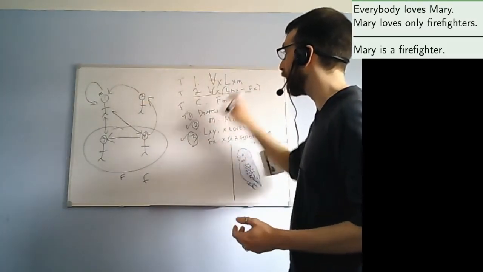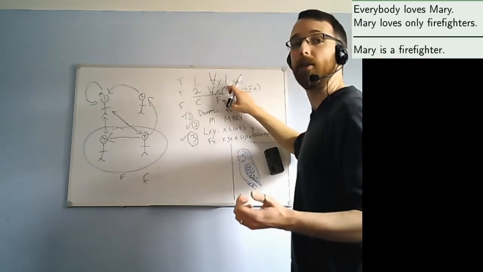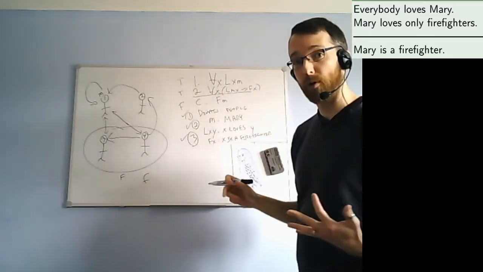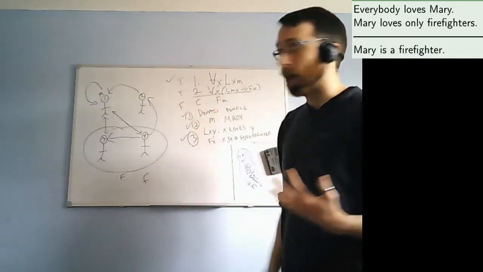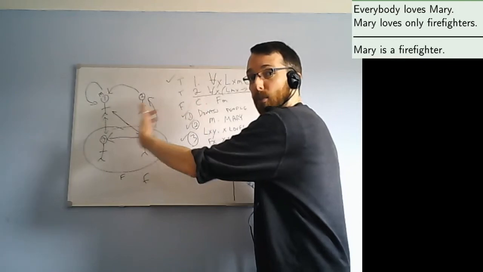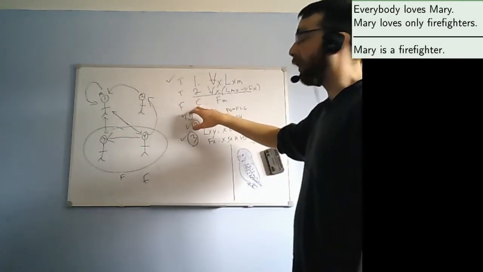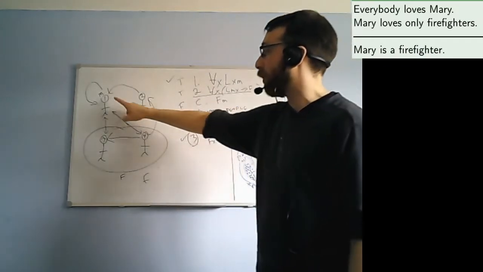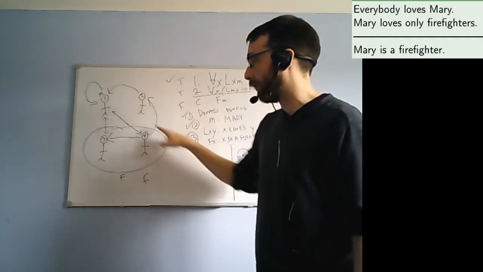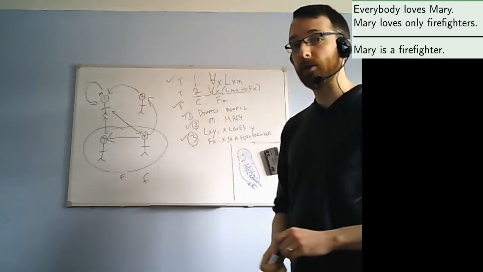Okay, so now if I check this thing, I'm checking, does 1 love Mary, does 2 love Mary, does 3 love Mary, does 4 love Mary? All 4 of them do. So now this is true in this interpretation as I've modified it. I can check the conclusion again. Is Mary a firefighter? No, she's still outside the firefighter circle. So she's not a firefighter. That's good.